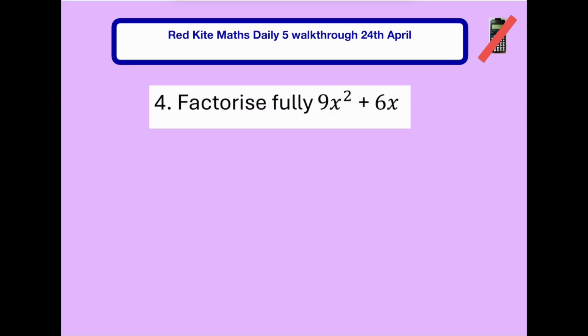Factorise fully 9x squared plus 6x. So factorise brackets, factorise brackets. Now we have to think of a highest common factor that goes into 6 and 9. That will be 3. Now we have an x squared, so I'm going to put a 3x outside the brackets, and then I'm going to put a 3x inside the brackets because 3 times 3 is 9 and x times x is x squared. And then I just have to think, well, 3x times what will give us 6x? That's just 2 because 3x times 2 will give us 6x.